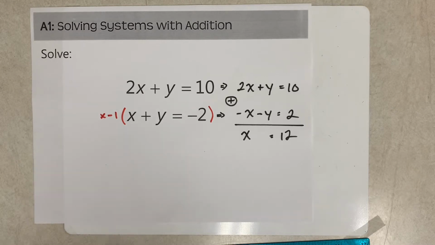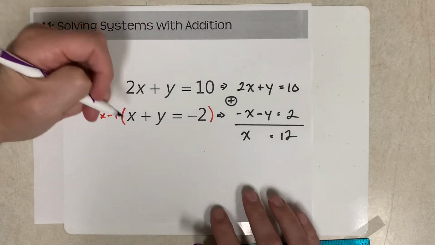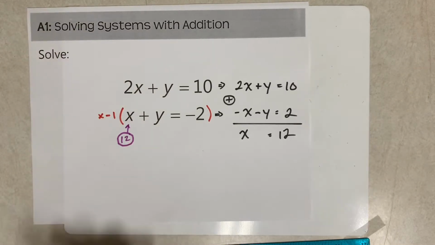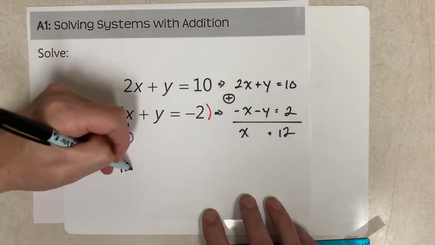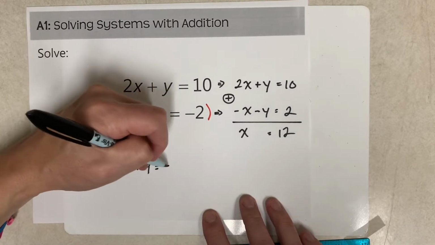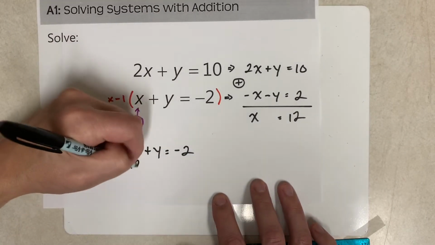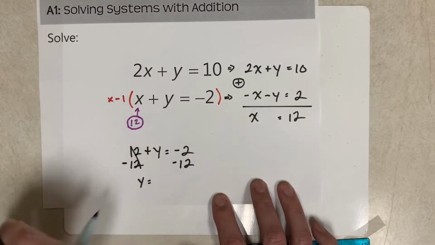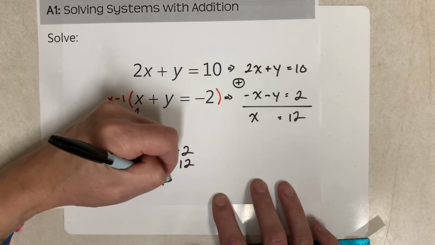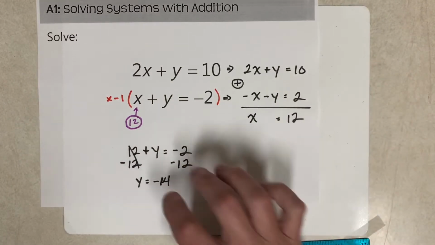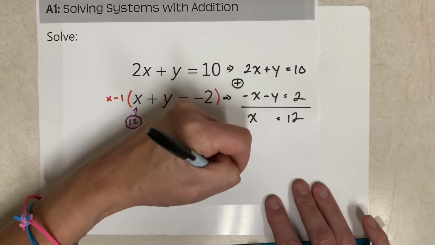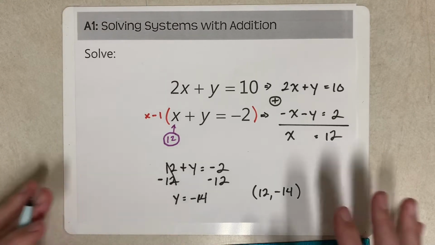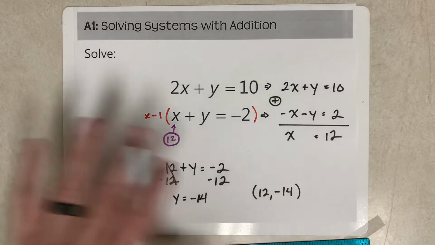So now that we know that x is 12, let's plug it in. Let's just say right here this time. So we know x is 12. So now we got 12 plus y is equal to negative 2. Subtract 12. Subtract 12. Y is negative 2 minus 12 is negative 14. And so we got x is 12, y is negative 14. So my final answer is going to be 12, comma, negative 14.